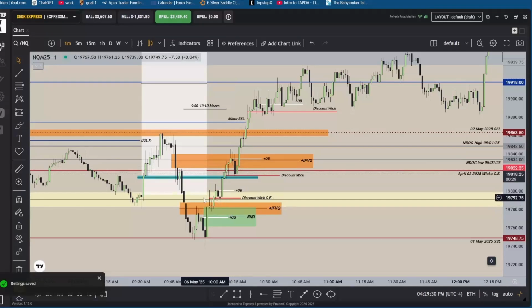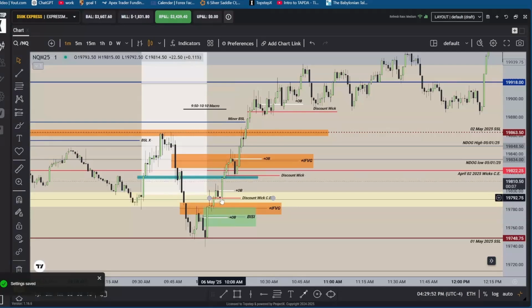And more especially, look where the bodies are closing. They're closing in the upper half of the new day opening gap, right? But they're also closing above the discount wick's consequential encroachment. So seeing this, I absolutely love it. It's so exciting. So price is strong, right? And I get that indication that price is strong.